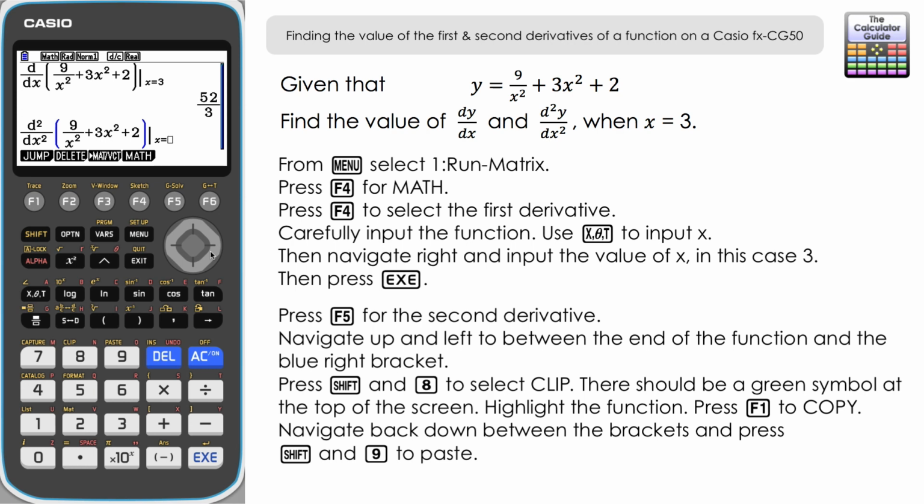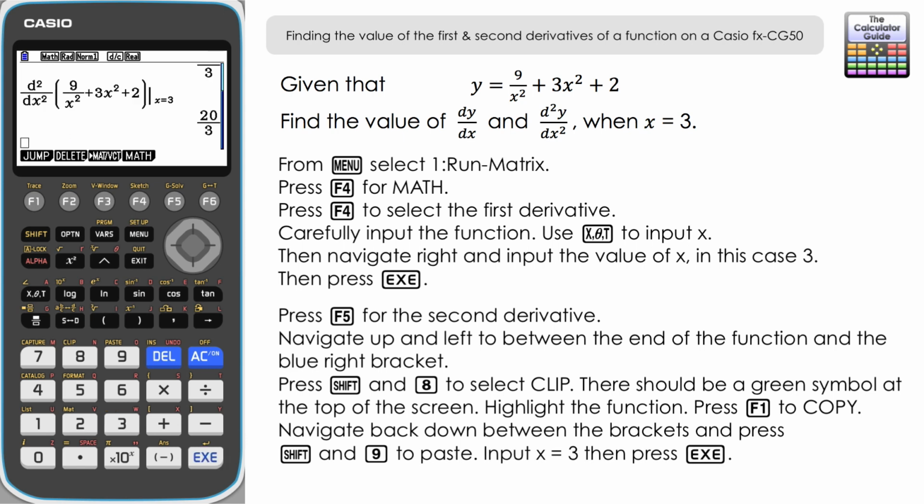So copy and paste, definitely very useful to transfer that there. There might be other ways of doing this. Comment below if you know of a quicker way to get the same function from the first derivative to the second derivative, but this is pretty quick, so it's not too bad. Navigate right once again, and this time we want to make sure that we've got our value of 3 in there for x. Press execute, and here we have the value of our second derivative, 20 over 3.